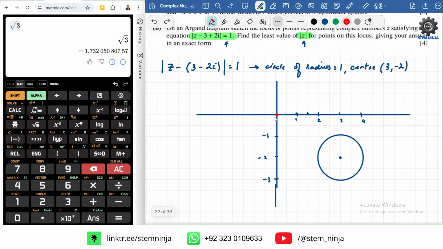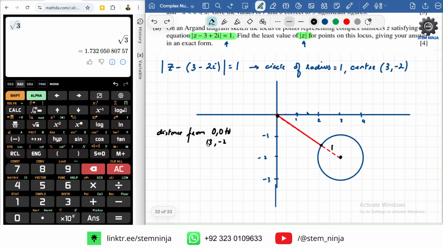So if I draw the sketch over here first, the guiding line that points to the center, but we are only considering this particular distance from origin to this particular point. Now how do we find out the least value of z? It's simple. We know the radius, this is 1. We know the distance from origin to center, 3 minus 2.